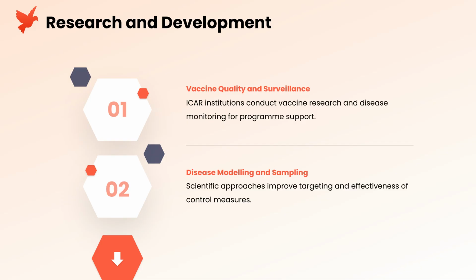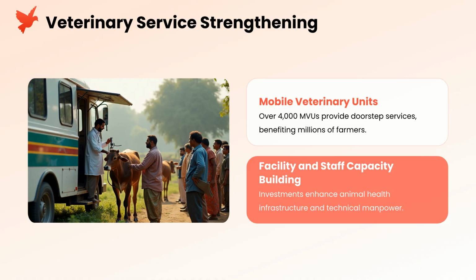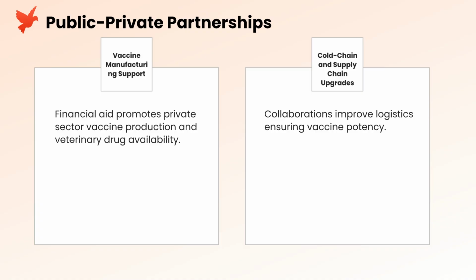ICAR institutions conduct vital vaccine research and surveillance, while scientific disease modeling and sampling ensure that control measures are targeted and highly effective. Veterinary services have been greatly strengthened. Over 4,000 mobile veterinary units now provide doorstep care to millions of farmers, while ongoing investments in facilities and staff capacity building further enhance the reach of these services.